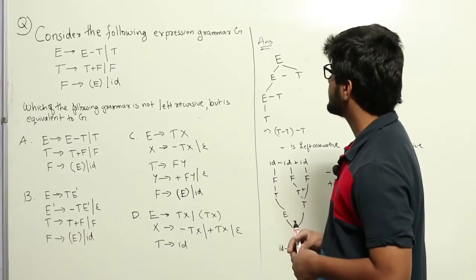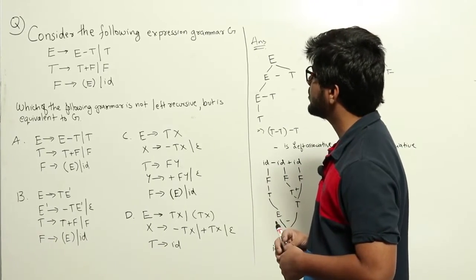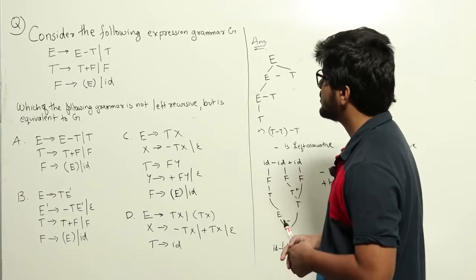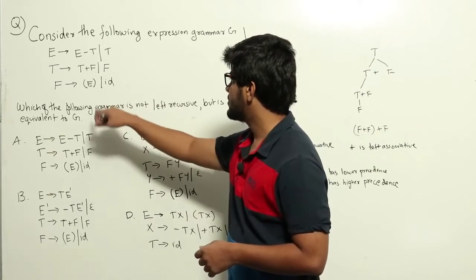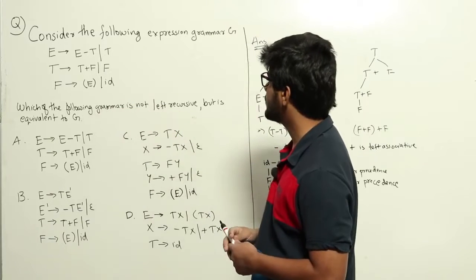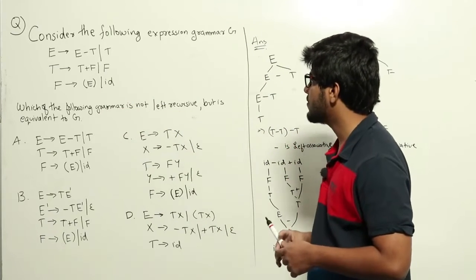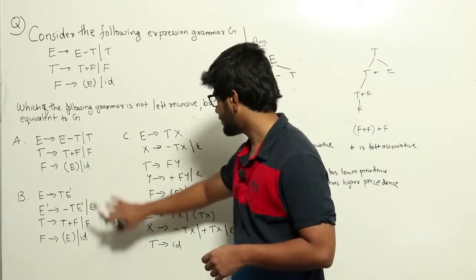Consider the following expression grammar G. E gives E minus T or T. T gives T plus F or F. F gives parenthesis E parenthesis or ID. Which of the following grammars is not left recursive but is equivalent to G?